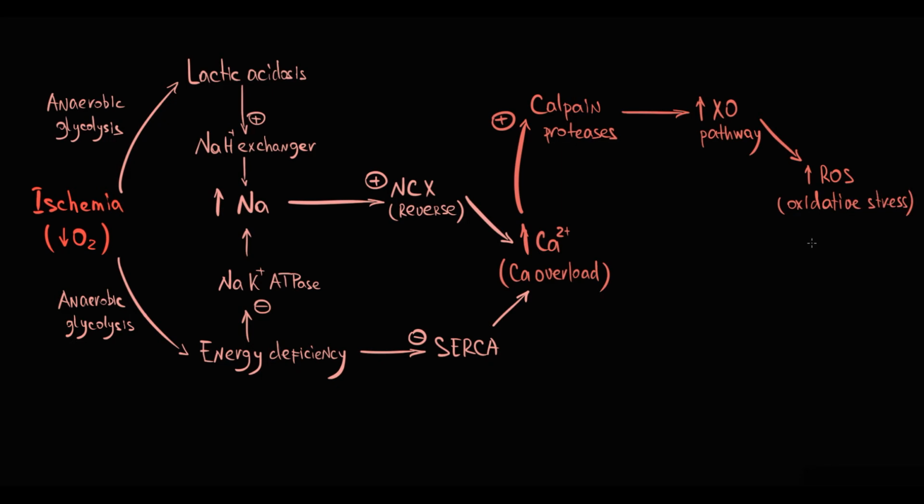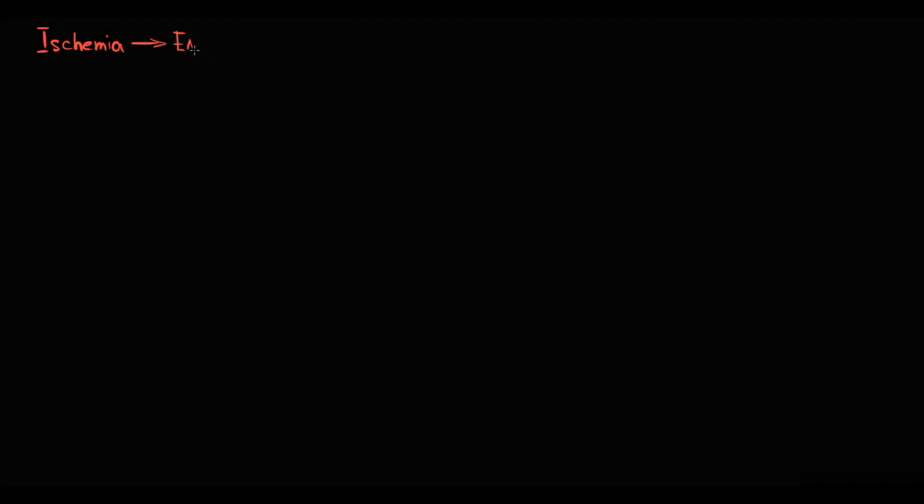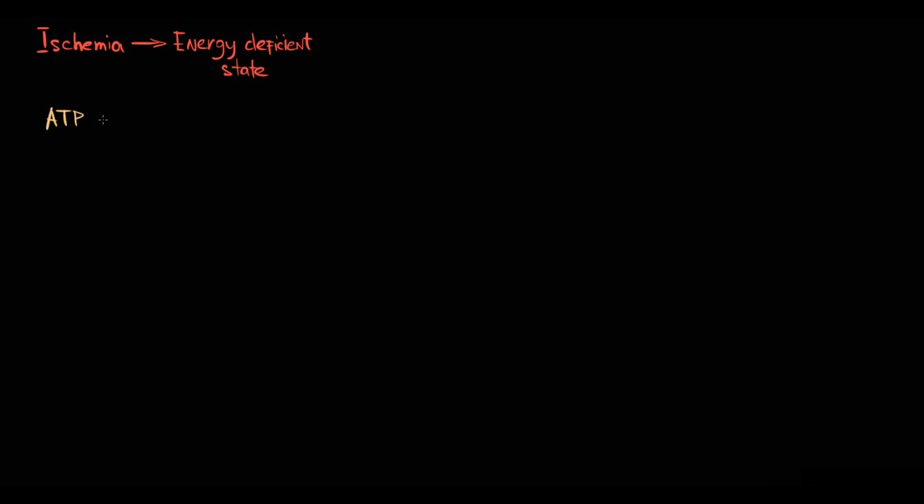creating oxidative stress. To explain this, recall that in ischemia, the only possibility to produce energy is anaerobic glycolysis that results in production of only 2 ATP molecules. And 2 ATP molecules are simply not enough to maintain entire cellular homeostasis. So ischemia creates energy deficient state where the cell begins to use its own energy reserves in form of ATP molecules.